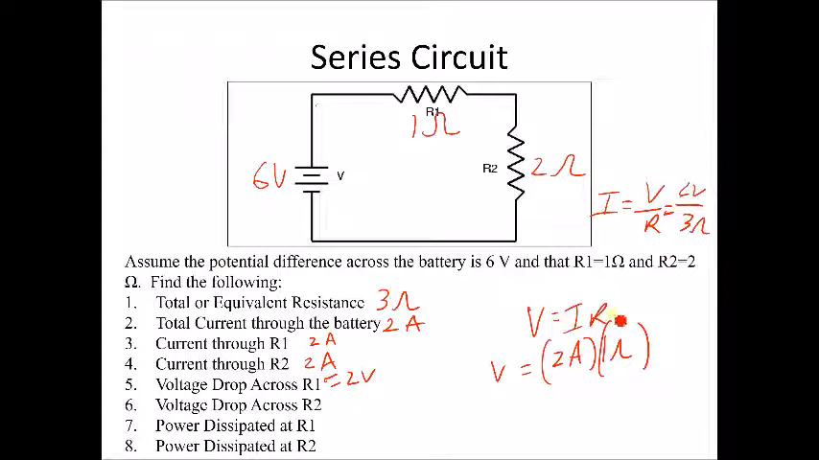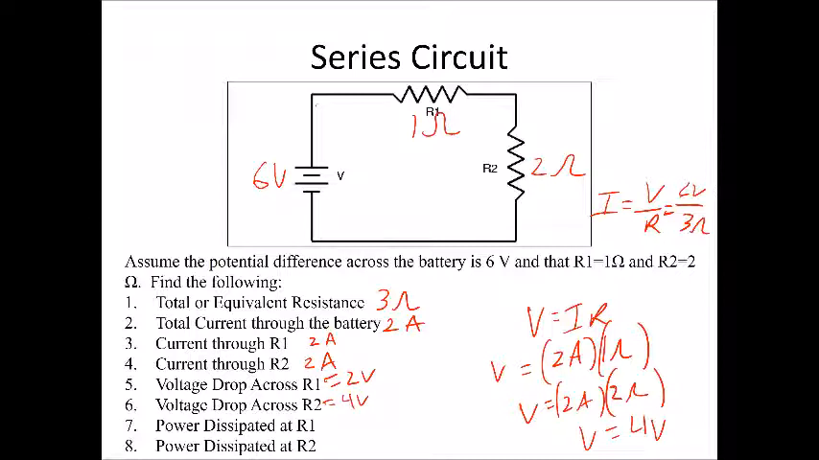At R2, same idea. V equals I times R, 2 amps of current, but R2's resistance is 2 ohms, which means the voltage drop across R2 is going to be 4 volts.